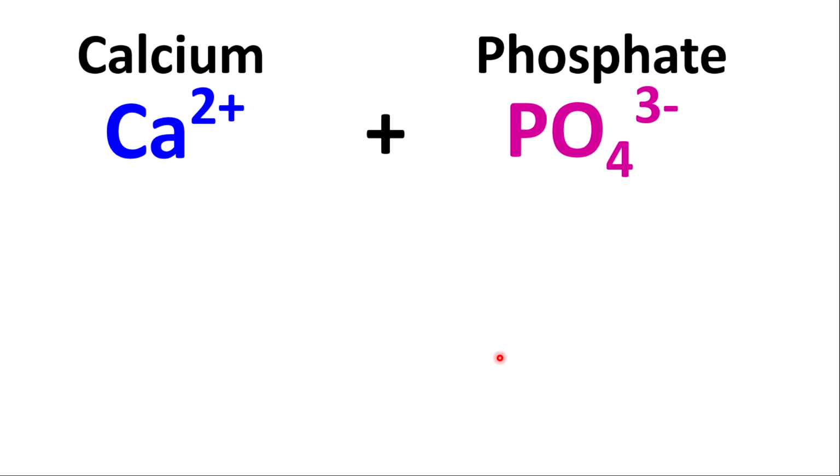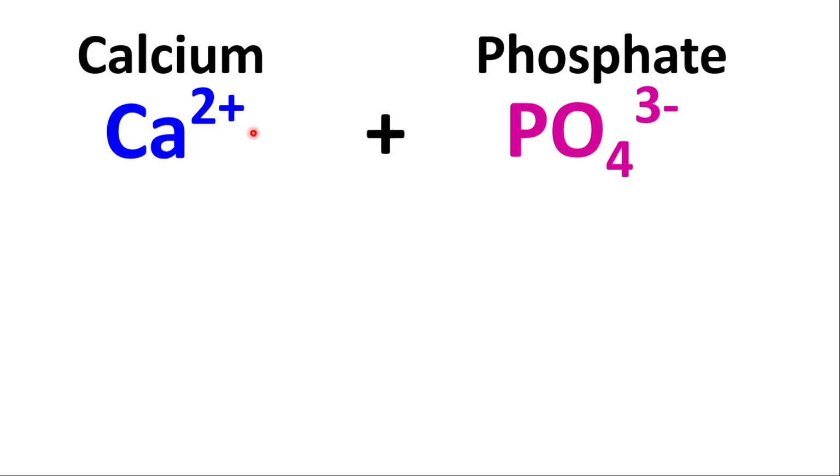Let's look at this other example. In this case, we're looking at calcium ion, which is 2 plus, and the phosphate ion, which is PO4 3 minus. There will be a next step or an additional concept to this. Very easy though, so bear with me.